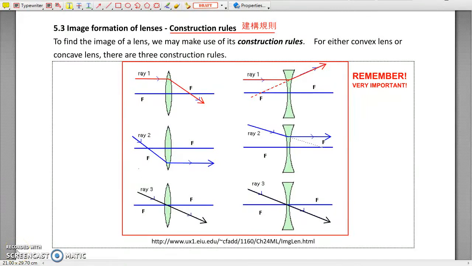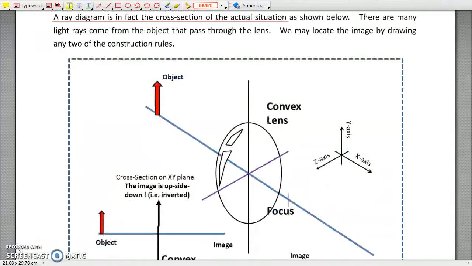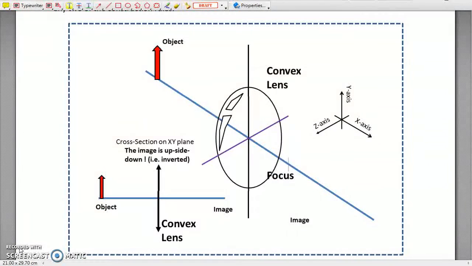Why are construction rules important? And what does a ray diagram represent? In fact, a ray diagram is the cross-section of the actual situation. Let me use this diagram to illustrate the idea.